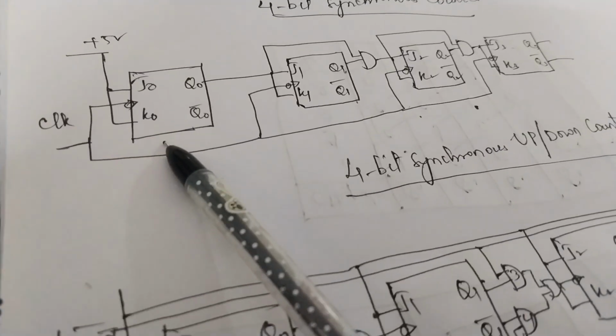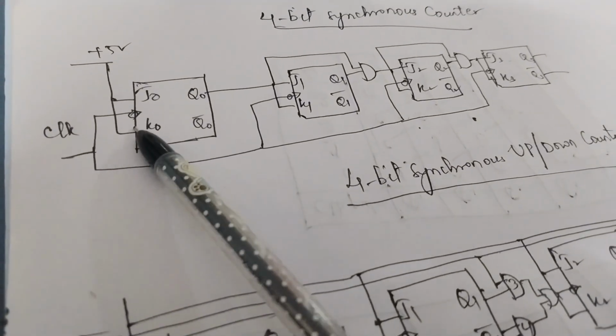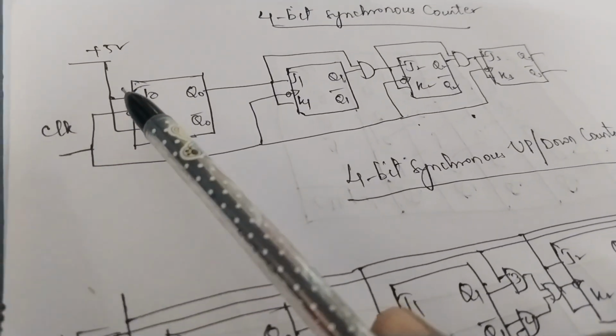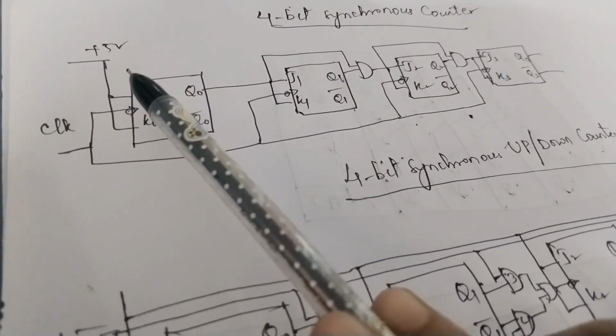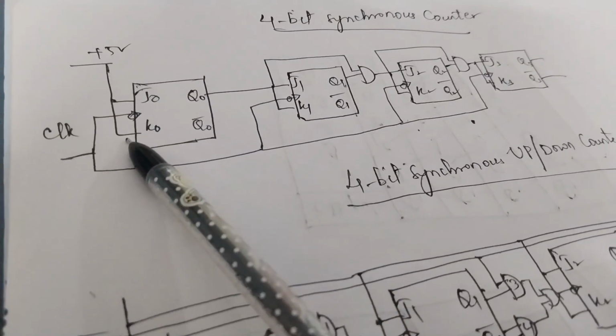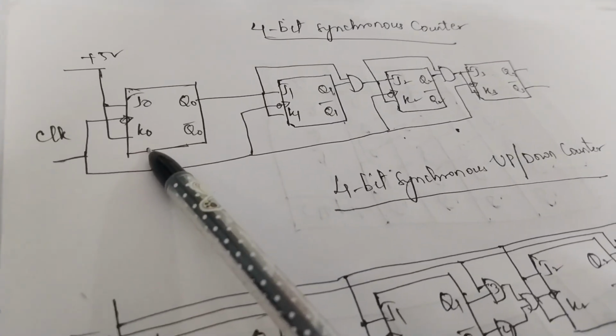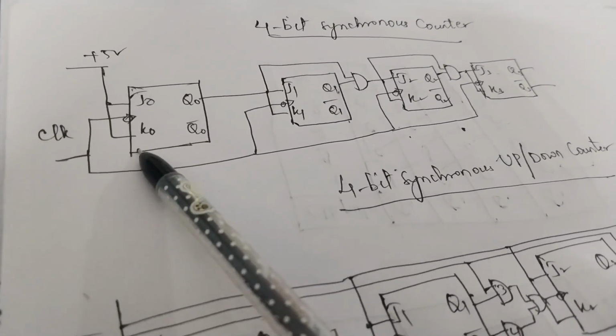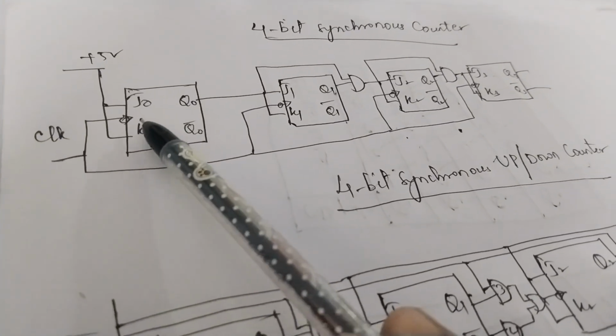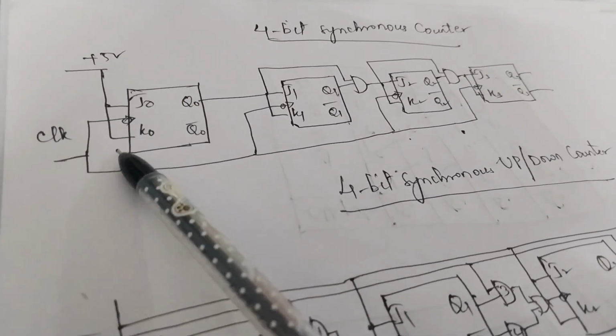for the first flip-flop only we are giving the connection to plus 5 volts, nothing but logic 1 input. That means the first flip-flop will always be in toggle mode, because we are directly connecting the J and K inputs to plus 5 volts, that is logic high.